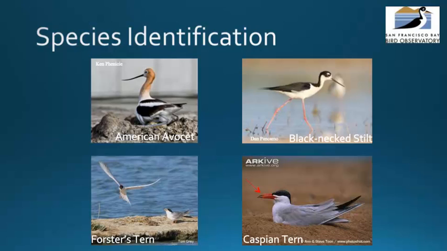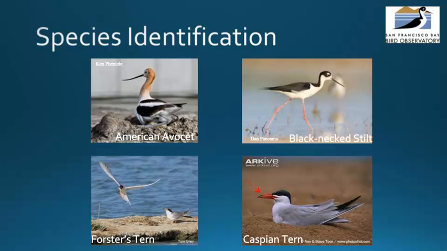The species you will be looking for when filling out these datasheets are American avocets, black-necked stilts, Forster's terns, and Caspian terns. There are key characteristics to look for when identifying each species. American avocets are a large shorebird. They have long legs, a long upturned bill, black and white upper parts, and a rusty or gray neck and head.